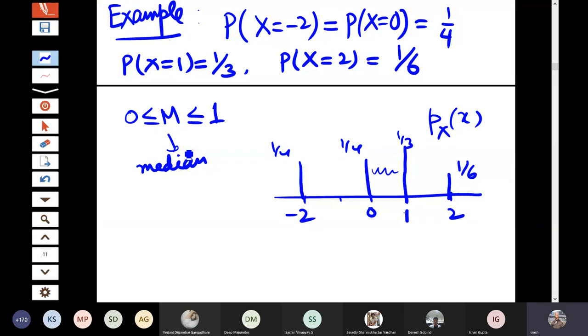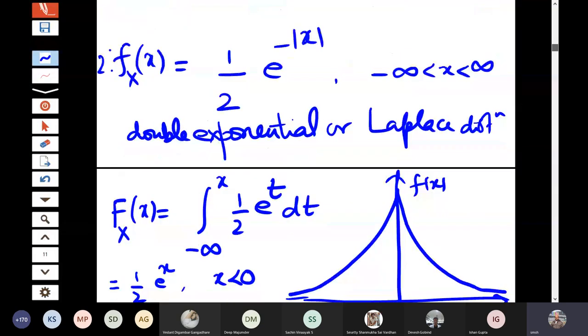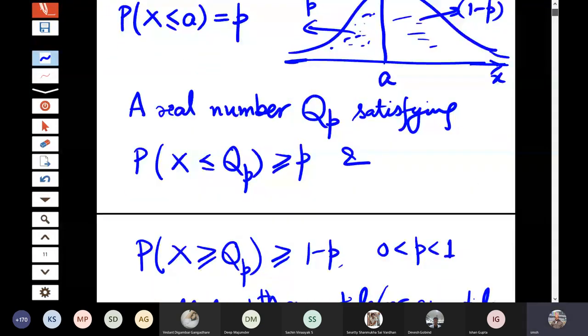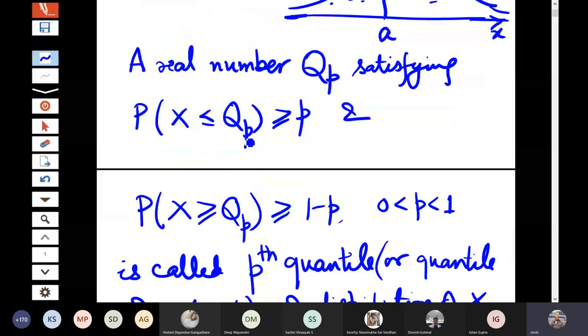Isn't it? Because what you are getting, that if I take any point between 0 and 1, then the definition of the quantile that I have given here is satisfied. That is, the probability x less than or equal to m is greater than or equal to half, and probability x greater than or equal to m is greater than or equal to half. That condition will be satisfied for any number between 0 and 1.